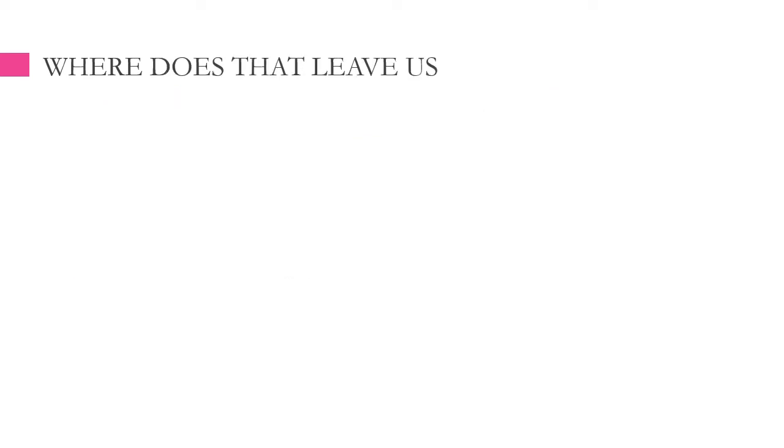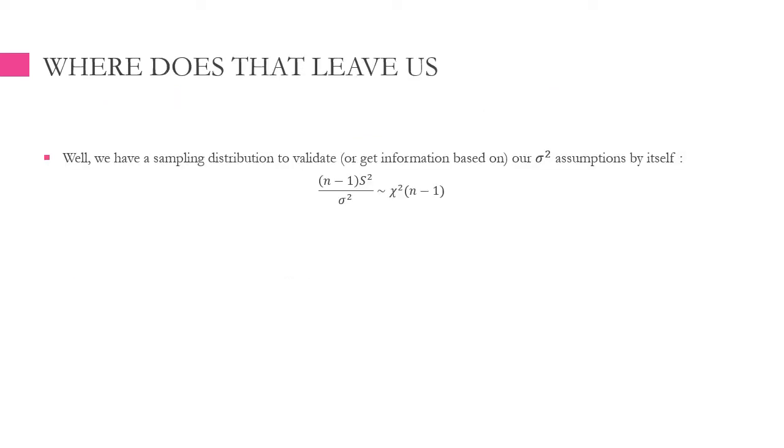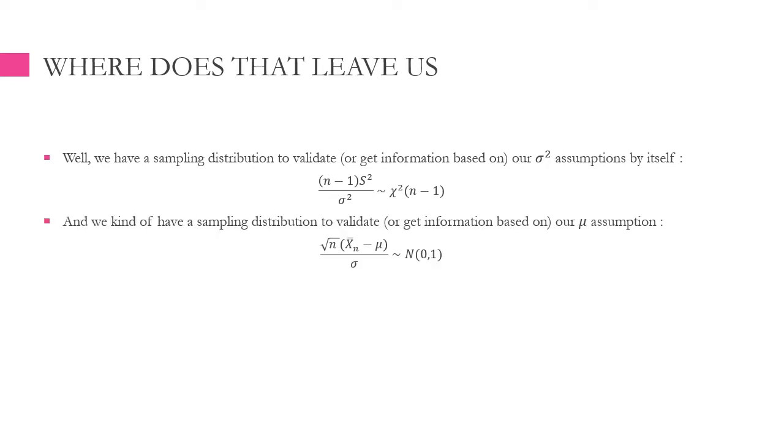Okay, so where does that leave us? Well, we have the sampling distribution to validate our sigma squared assumptions by itself. If we have some assumption about sigma squared, we have the sampling distribution that can either give us feedback on our assumption, or alternatively, we can use it to get information about sigma squared, using this sampling distribution with chi-squared n-1 degrees of freedom. So that's fine for sigma squared. We can work with sigma squared.